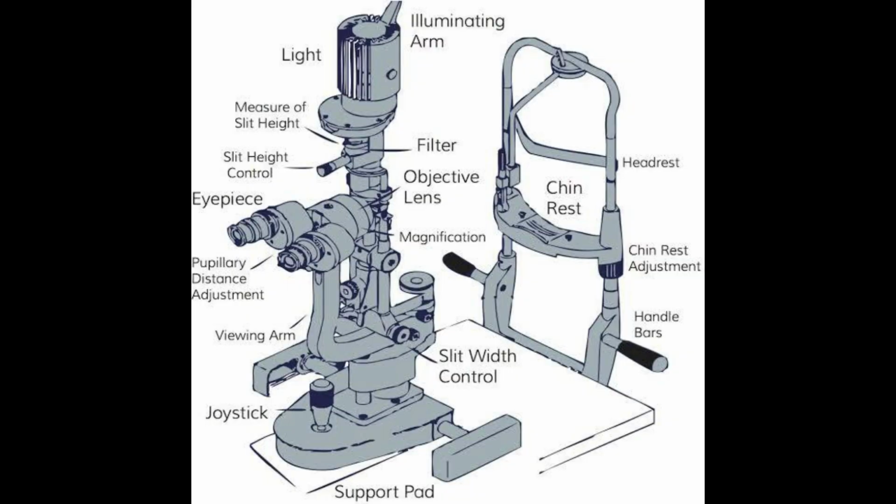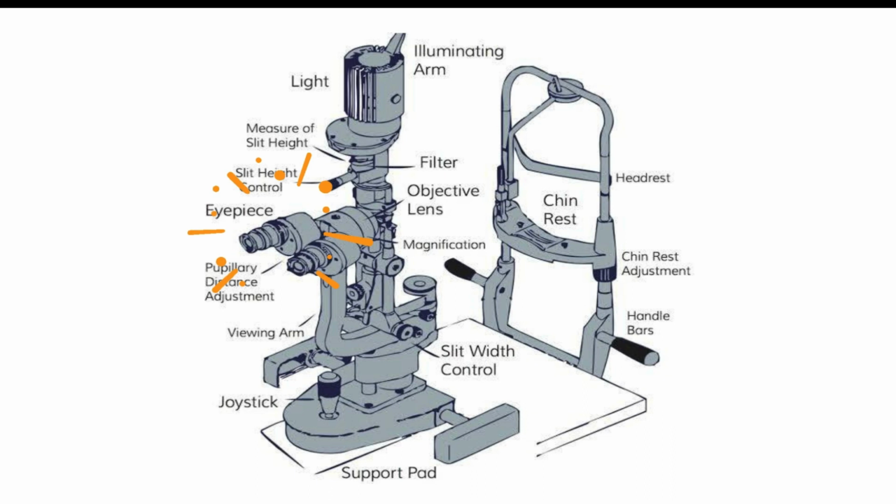The last part of the eye exam is the slit lamp biomicroscopy. The parts of the slit lamp consist of 3 principal portions. First is the viewing arm that contains the eyepiece and objective lens. There is also the illumination arm that contains the light source and many controls. And lastly is the patient position frame that contains the headrest, chin rest, and handlebars.